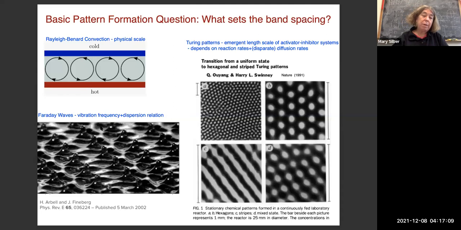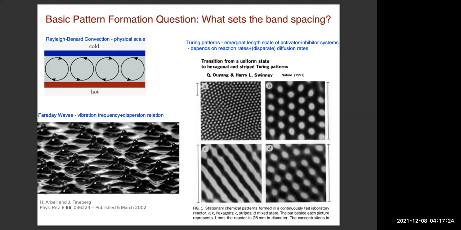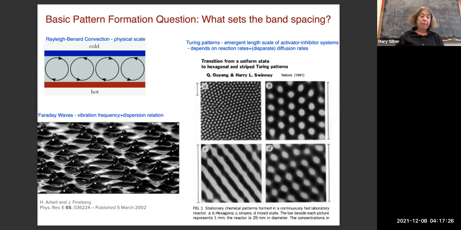Another system that I've looked at quite a bit are these Faraday waves. That's where you have a layer of fluid and you're subjecting it to a vertical vibration. And you can see these beautiful arrays of peaks on the surface of this fluid that are excited by this vibration. And the way that the spacing is determined in this case is that it's a subharmonic response to the vibration frequency. So you can take that subharmonic frequency and plug it into the gravity-capillary wave dispersion relation and get a length scale out from that. So it's a kind of resonance phenomenon that's going on here.